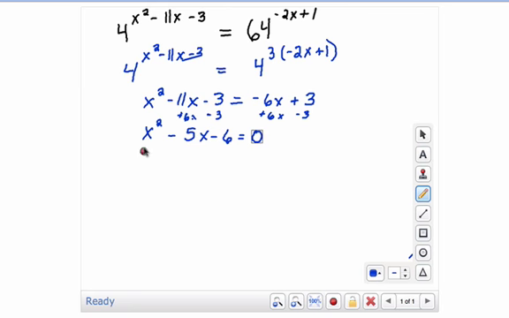Now I can try to factor it. If you can't factor it, you plug it into the quadratic formula, and you will find your solution. But I can factor this.